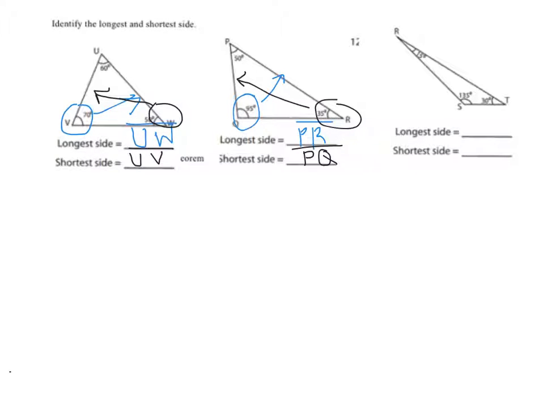Now if we look at this next one, our largest angle is 135 degrees, which is S. So that is line RT is the longest side. And my smallest tiny angle is 15 degrees, which is across from line ST, which is the smallest or shortest side.